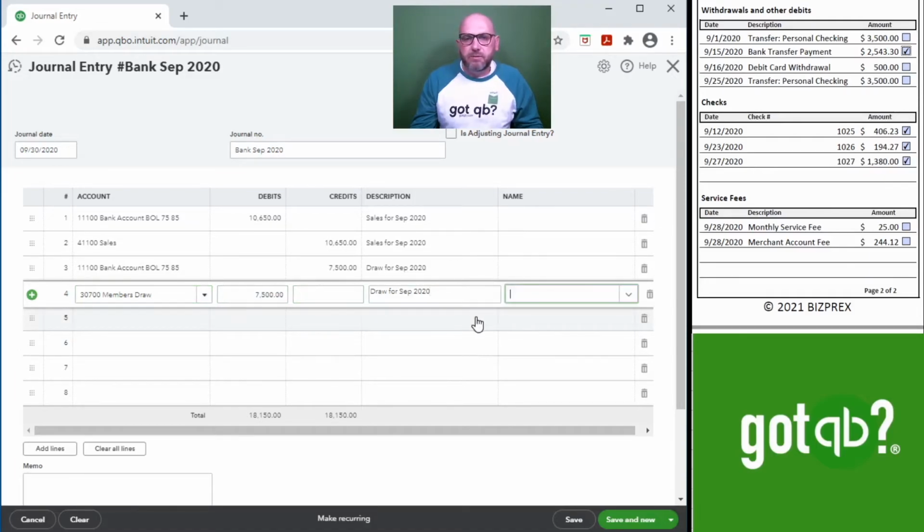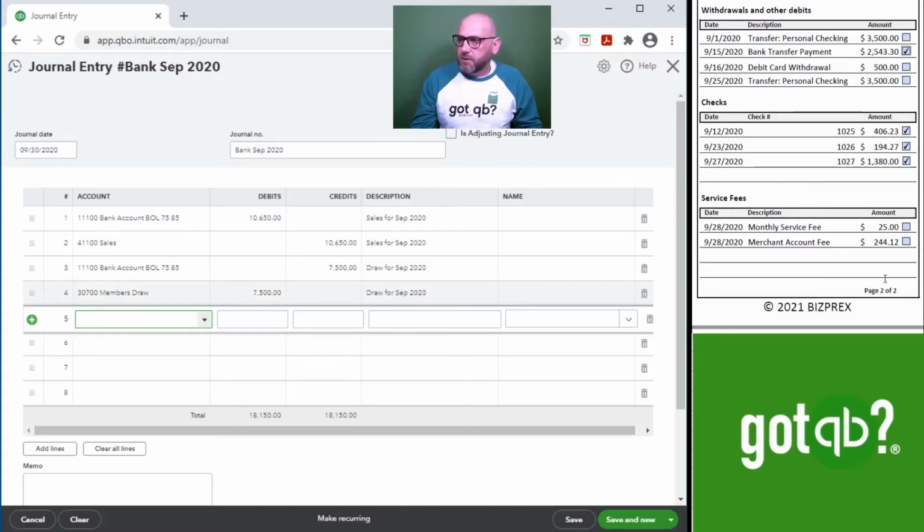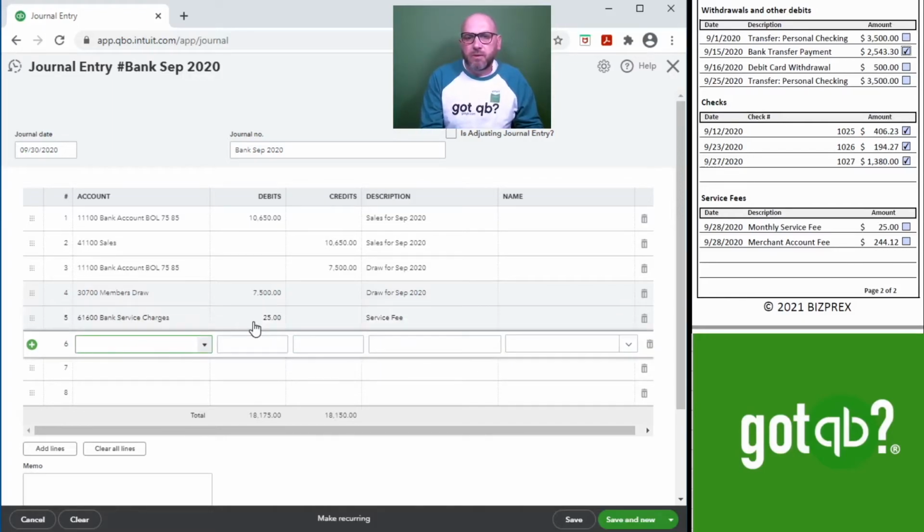All right, what else do we have? Well, we have these monthly fees, right here. Okay, well, let's go ahead and book those. So we have our bank service fee, and we know it's an expense, and expenses go up and are debited. All right. And we have our merchant fee, right here. That's the amount of money the bank charges us for processing payments from our customers that used credit cards, right? All right, so merchant.